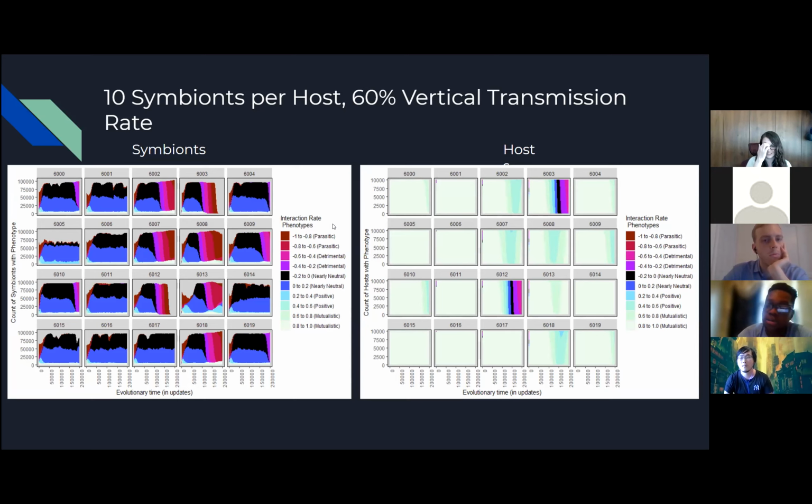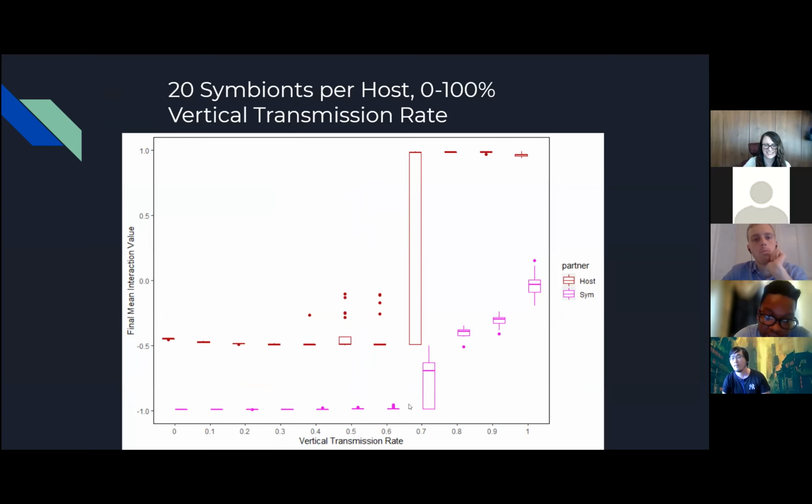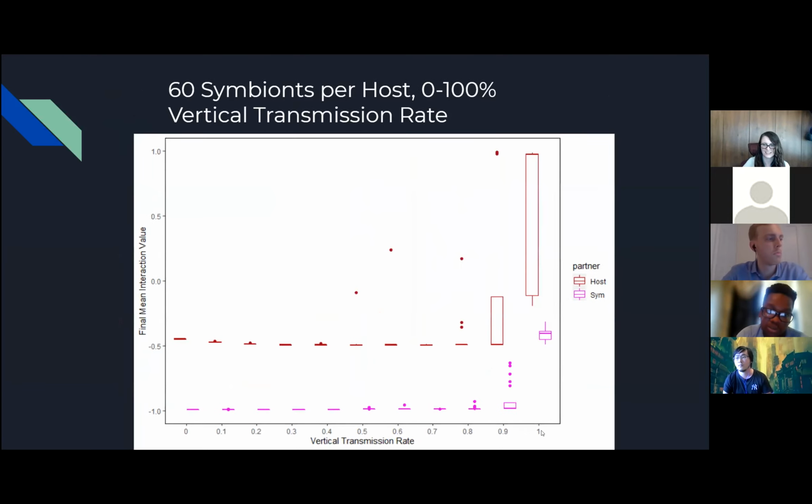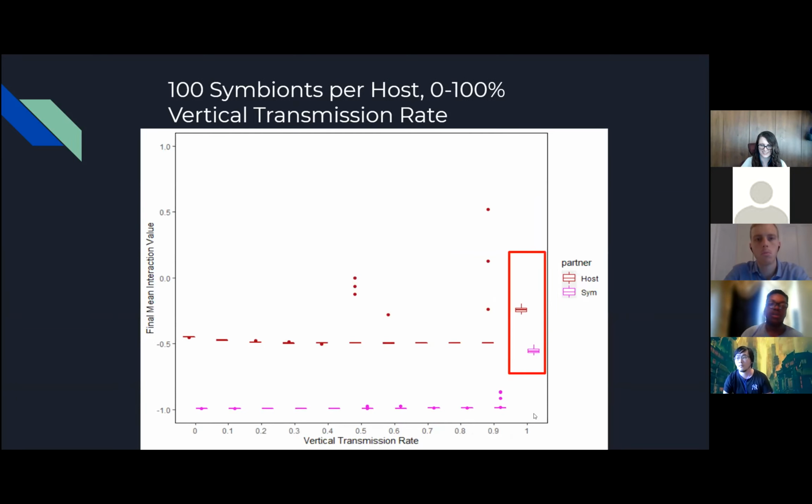Next we have 20 symbionts per host, and we can see that a shift is beginning to start, where it takes a higher vertical transmission rate for the final mean interaction value to pass that threshold. As we add 40 symbionts, you see that threshold increases, and to 50, and the same thing continues at 60. It seems like an increased vertical transmission rate is necessary, and all the way to 100 symbionts per host, we see that even when the vertical transmission of the symbionts is guaranteed, there's still a parasitic relationship between the hosts and the symbionts.